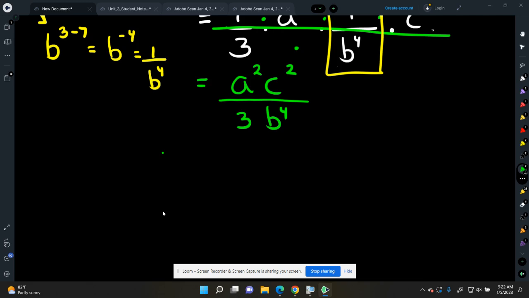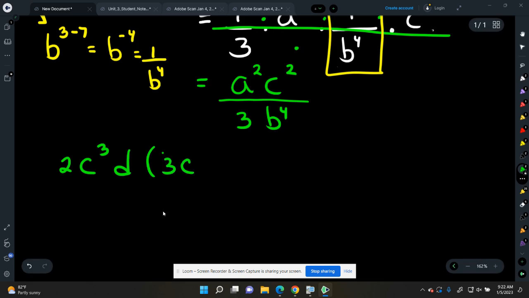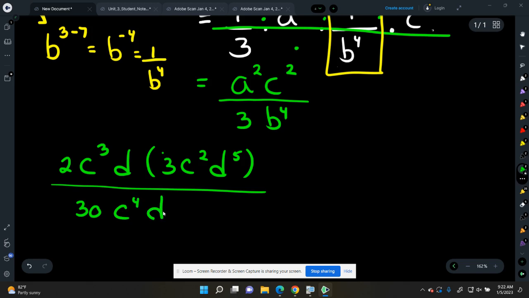All right, let's look at number 9. We have 2c to the third d times 3c squared d to the fifth over 30 c to the fourth d squared. Okay, so before I do anything, before I separate them, what can I do? Jake? Could you multiply c cubed and c squared? Yeah, let's go ahead and do this multiplication on the top.